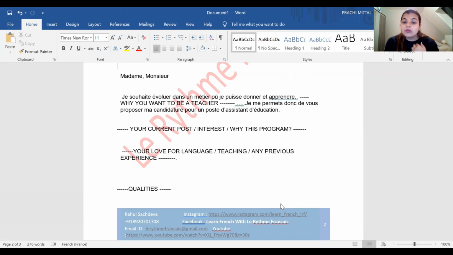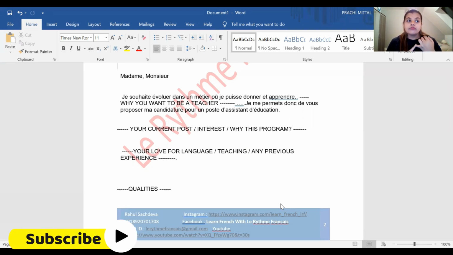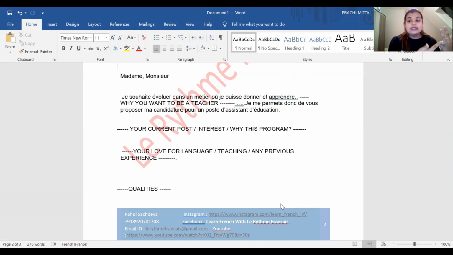Then you tell them that je me permets donc de vous proposer ma candidature pour un poste d'assistant d'éducation, and then the first paragraph terminates. And then moving on to the second paragraph: your current post, your interest, and why this program. So this should be in 3 or 4 lines. If you are doing nothing right now, you will write that, and maybe you have just completed your C1 level or your B2 level from Alliance Française or any place. Just tell them about your current situation, what you are right now, what you're looking forward to, and why you want to apply to this program.